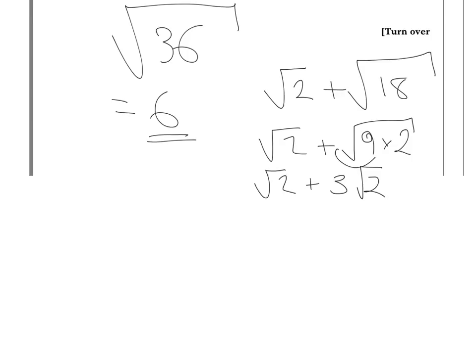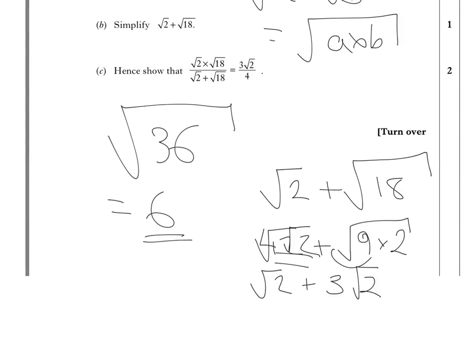A plus 3a is 4a. B plus 3b is 4b. So root 2 plus 3 root 2 is just 4 root 2. That's part B. Part C, hence show that root 2 times root 18 over root 2 plus root 18 is equal to 3 root 2 over 4.